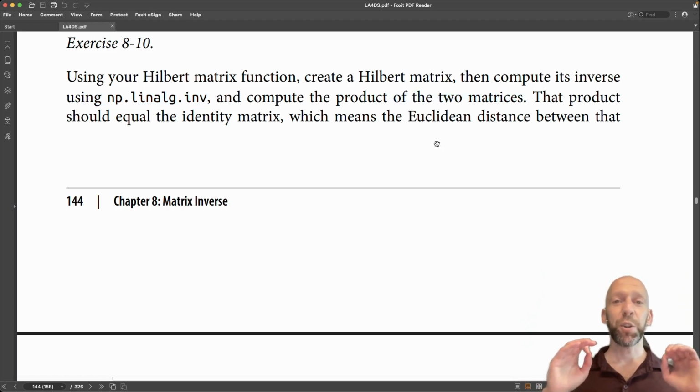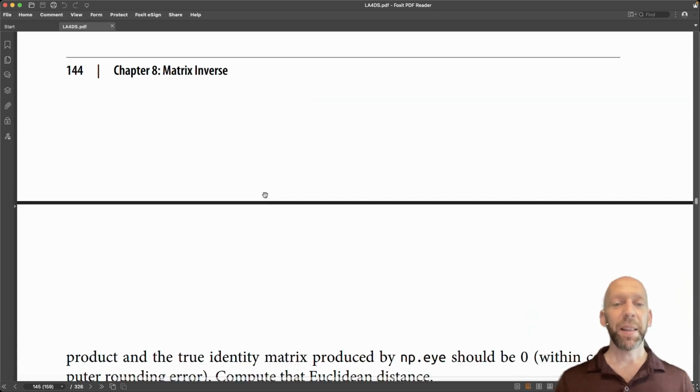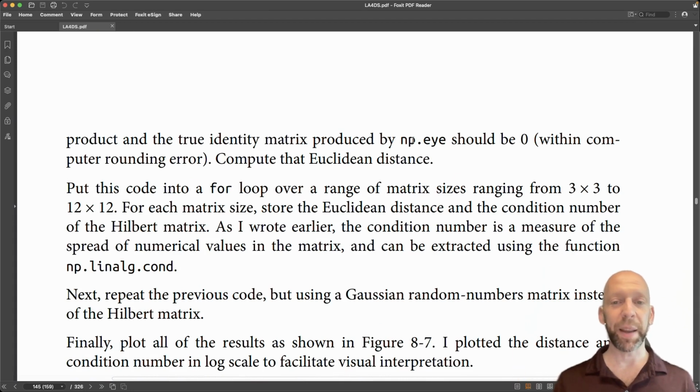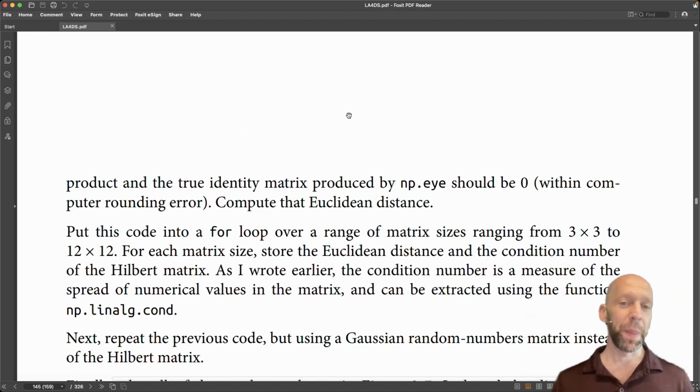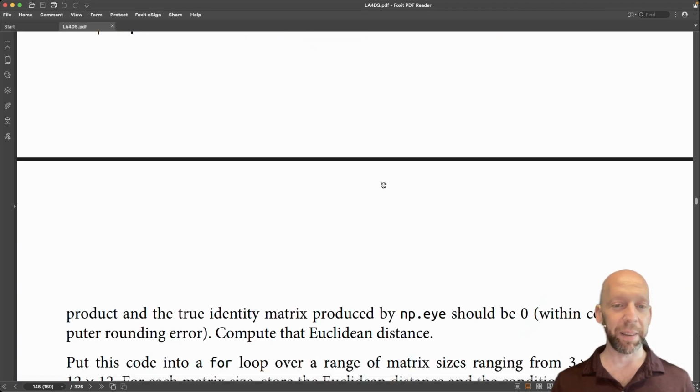Now, that product should equal the identity matrix, which means if you compute the Euclidean distance between the Hilbert matrix times its inverse on the one hand, and the identity matrix produced by numpy.eye on the other hand, that difference should be 0, right? If both of these matrices are giving us the identity matrix, the Euclidean distance between them should be 0. And well, if the Hilbert matrix times its explicitly computed inverse is not the identity matrix, then the Euclidean distance is going to be something other than 0.